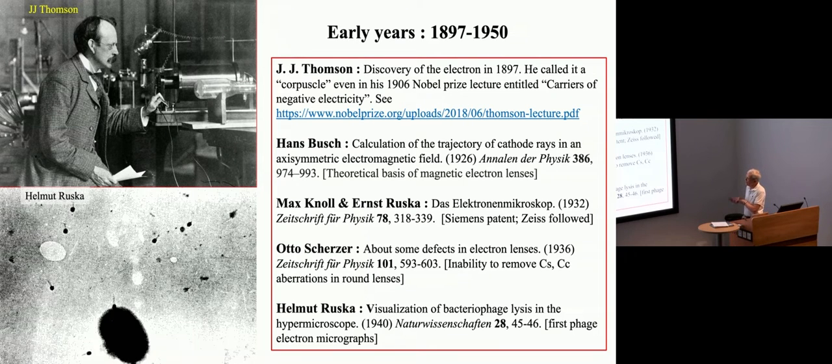And then Ernst Ruska's brother, Helmut Ruska, was more of a biologist and medically oriented. He's the one who took, throughout the 1940s and 1950s, electron microscope images like this one of bacteria and viruses. So, for example, T4 and so on. So that was the early beginnings, up to 1950. Lots more papers, but none of them were very high resolution.